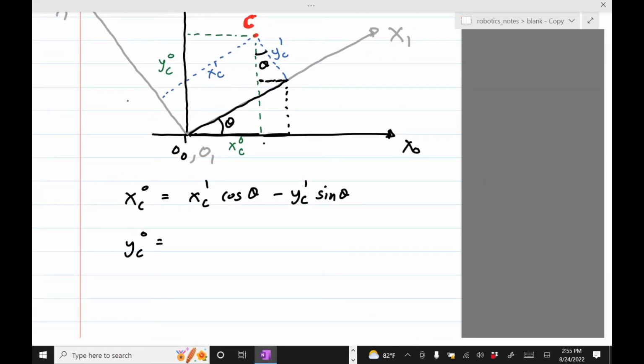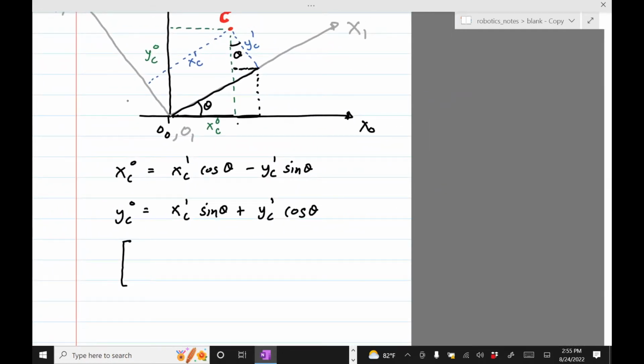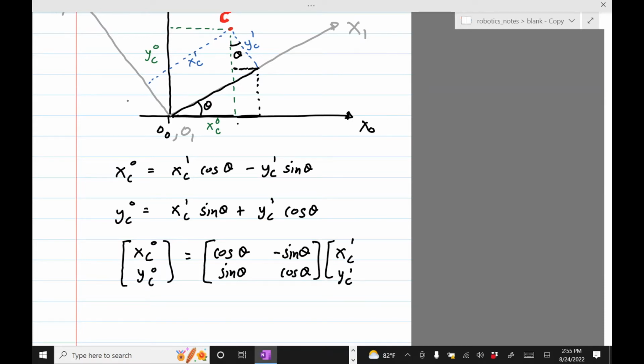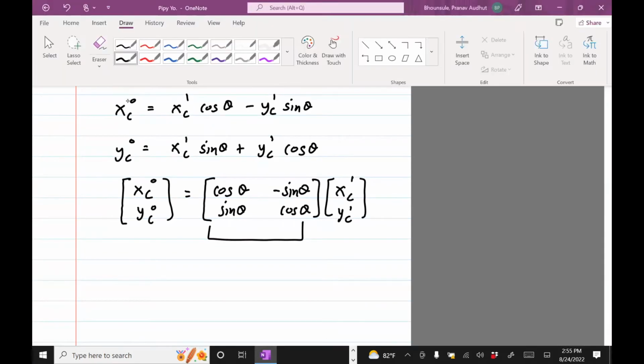Okay, so you can do the same thing for yc. That's going to be xc1 sine theta plus yc1 cosine theta. Okay, so we'll exclusively deal with matrices. And so what we'll do is we'll write this as a matrix: cosine theta, minus sine theta, sine theta, cosine theta, and a vector xc1, yc1. Okay, so this matrix is known as the rotation matrix.